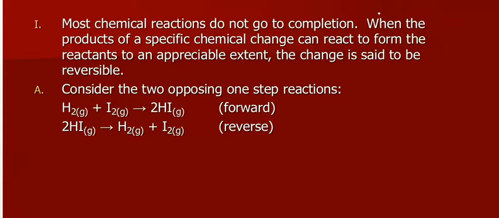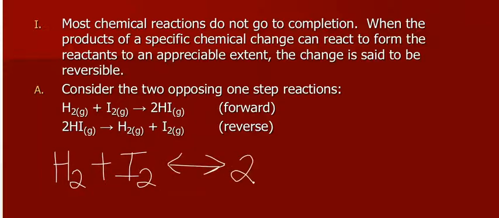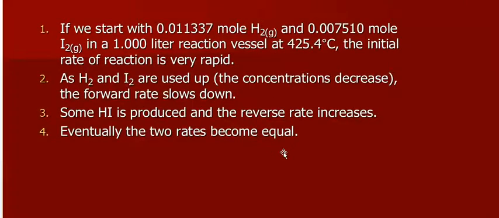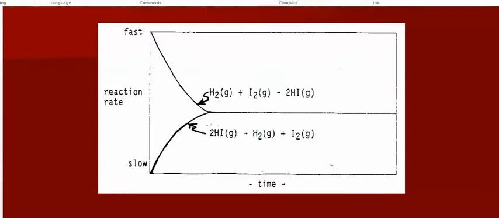Instead of writing these reactions twice each time, normally what you would do is use a reversible arrow, like this, and just write that reaction once. Regardless of the amount we start with, the initial rate is very rapid. But as you use up reactants, in this case H2 and I2, the forward rate slows down, and as we produce product, the reverse rate picks up, and eventually the two rates become equal, and we are in a state of equilibrium. So this chart shows reaction rate versus time.